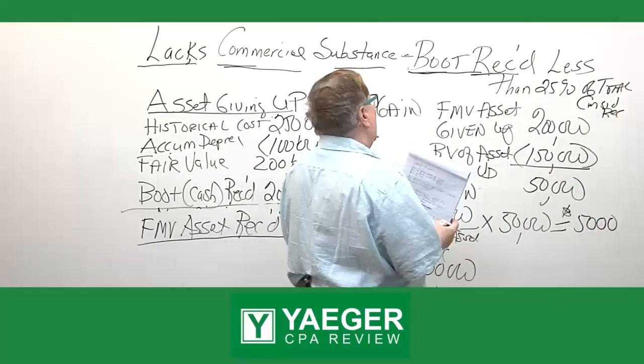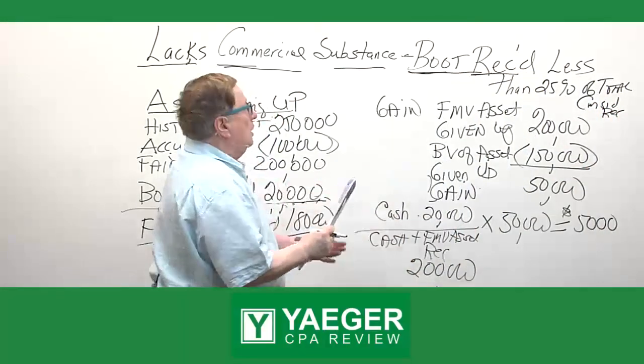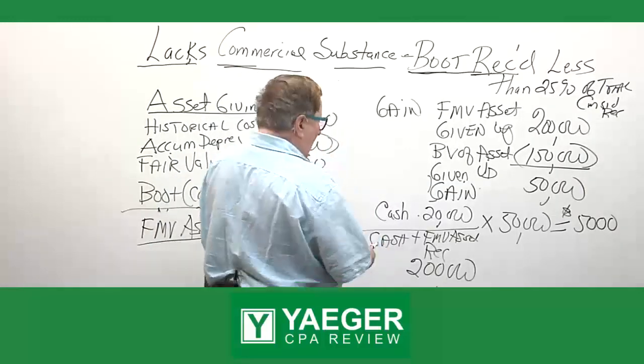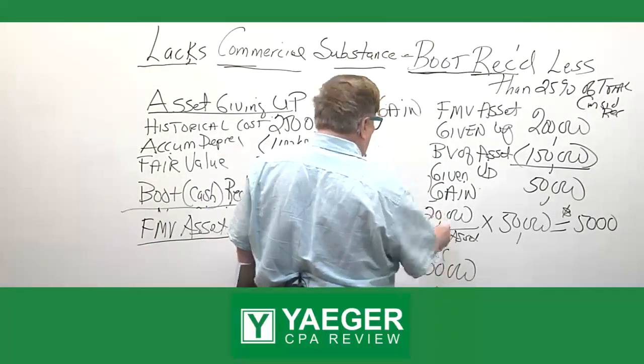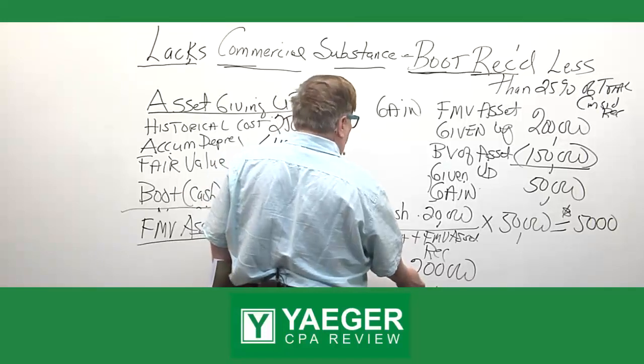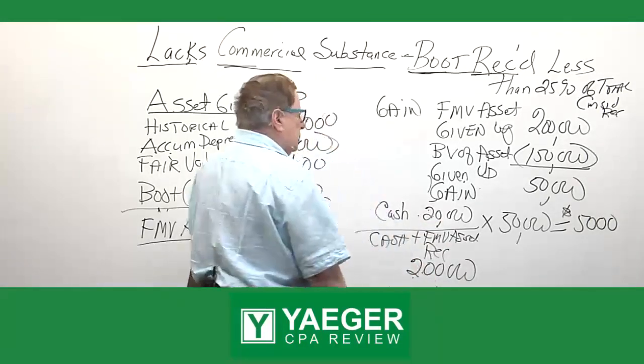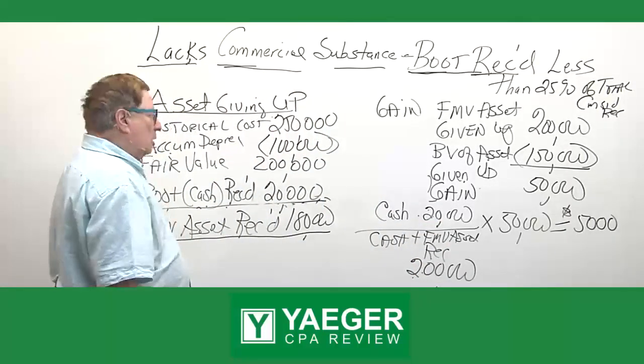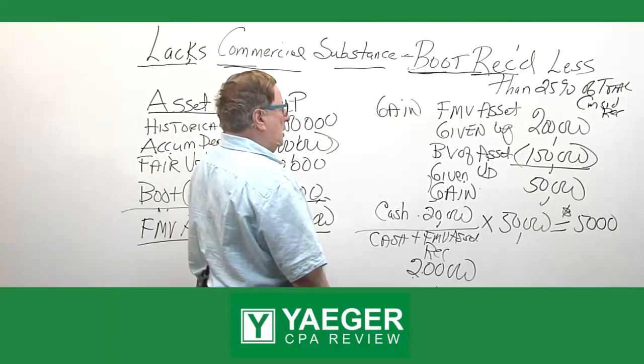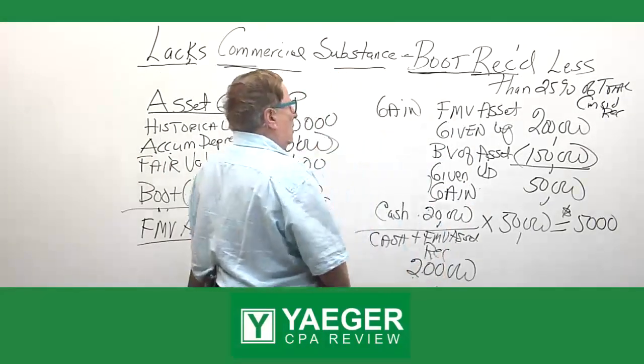All right, now, if that's the case, this is the rule. Now let's see here. The cash, $20,000 over the total consideration of $200,000. The cash is 10% of the total consideration, 20 over 200. So therefore, this is the rule you would follow.